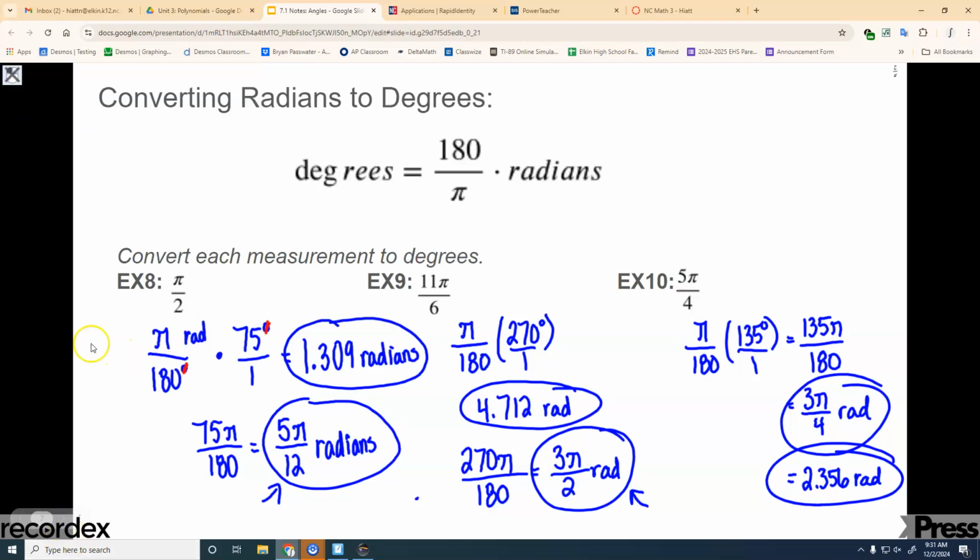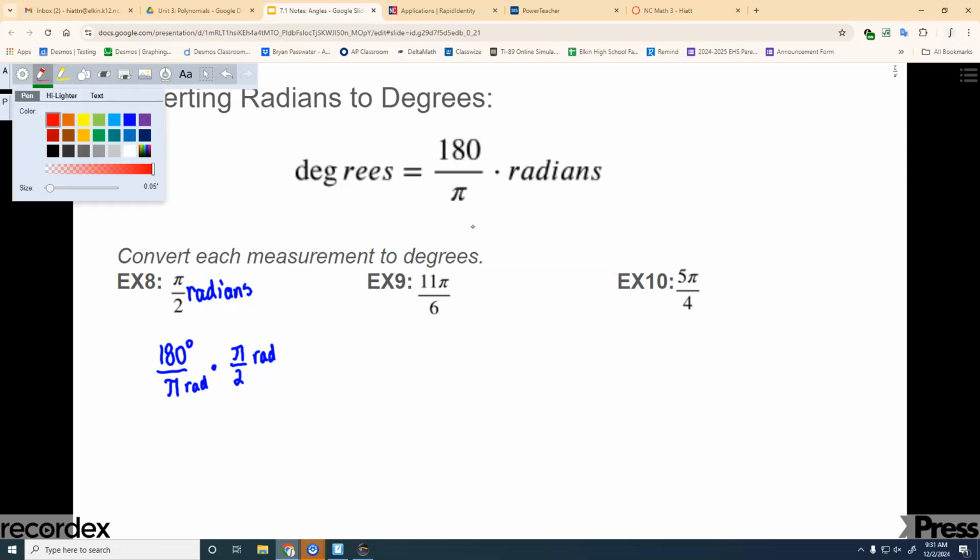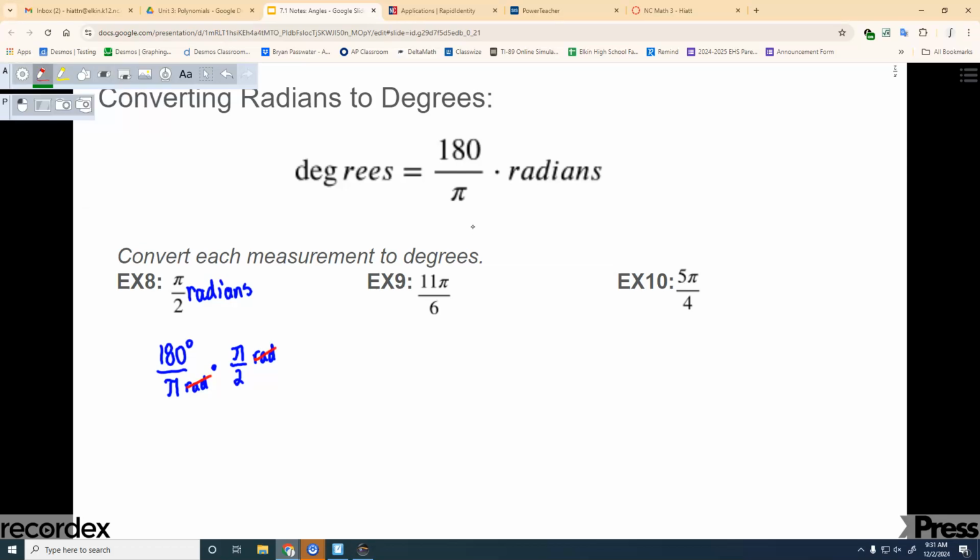All right, we must also be able to convert radians to degrees. The only thing that happens here is your fraction flips. So the way this works is this is radians. I'm going to do 180 divided by pi, that is 180 degrees over pi radians, and I am multiplying that by pi over 2 radians. What happens is the radians cancel out, leaving me with just degrees.